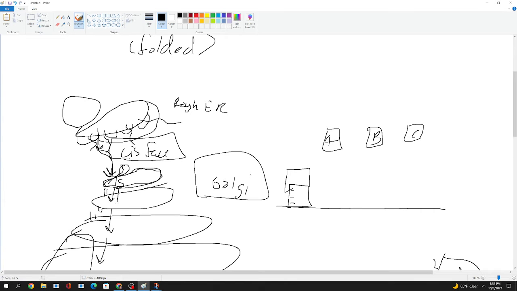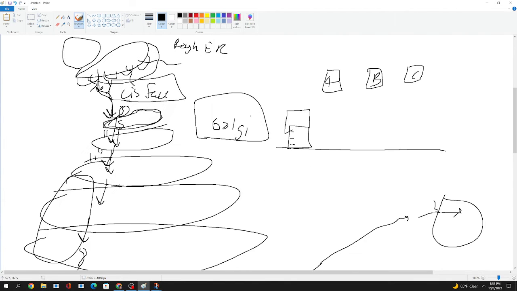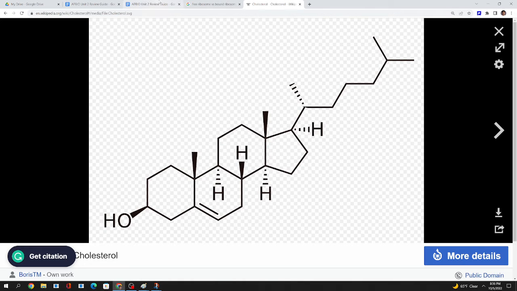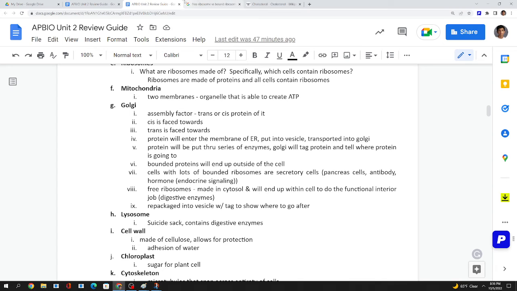And the protein will then just go through its natural pathway down the Golgi, and shoot out its trans face, go into another vesicle. That vesicle gets marked with a signaling molecule, and that's ready for exportation of the molecule. So yeah. Next up, lysosome.